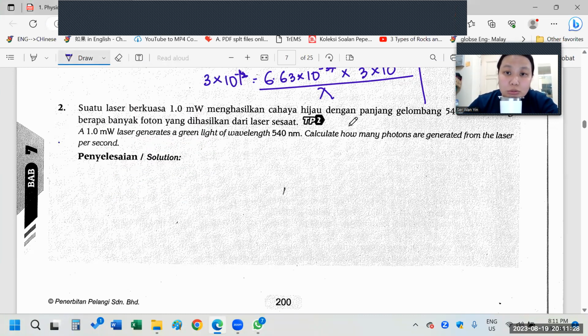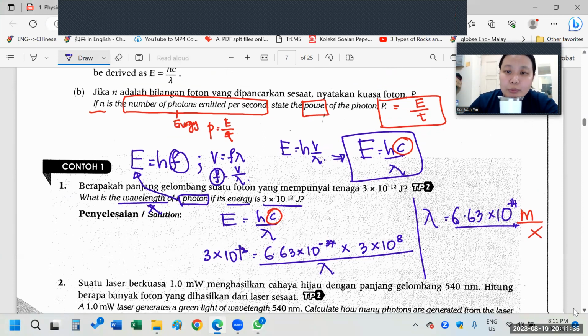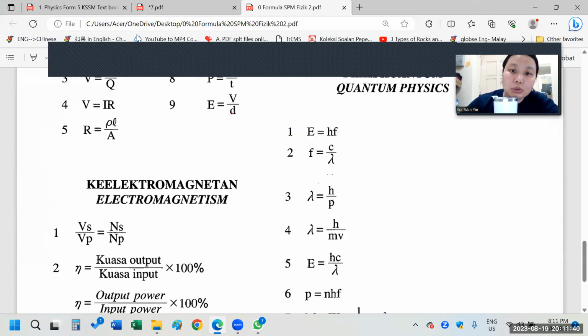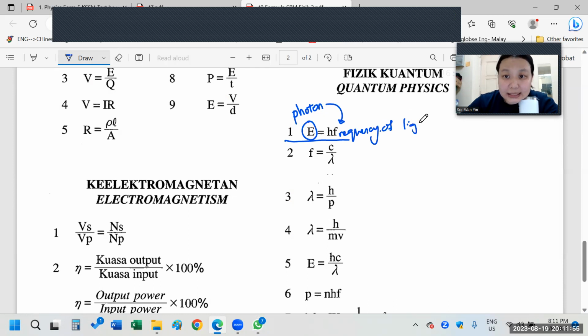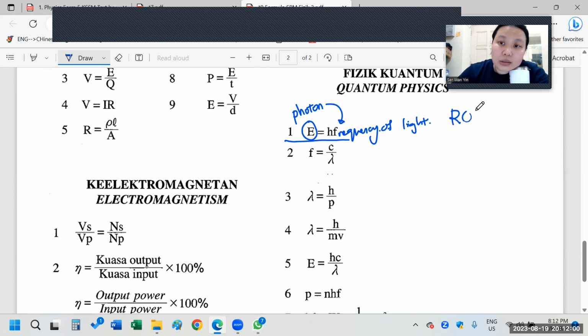Okay, so today we continue from last time, the quantum. Last time we learned about a few formulas. It is E equals to hf, for a photon. E is the photon energy, which is directly proportional to the frequency of light. Last time we said the rainbow colors are ROYGBIV.